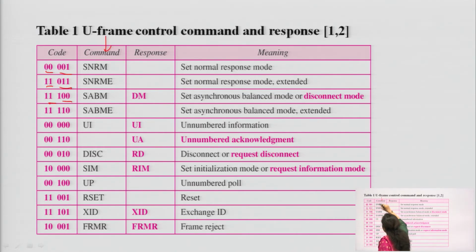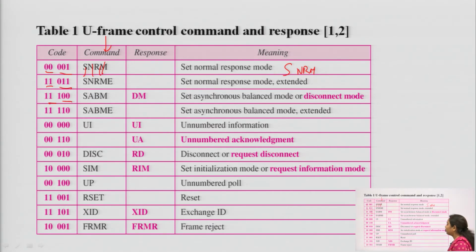This is the command statement. If you see it, this means set normal response mode, SNRM. So, there are two types of modes. First we have discussed the normal mode and the asynchronous mode. In case of normal mode, there is point to point and multi point. In case of asynchronous, it is a balanced mode.